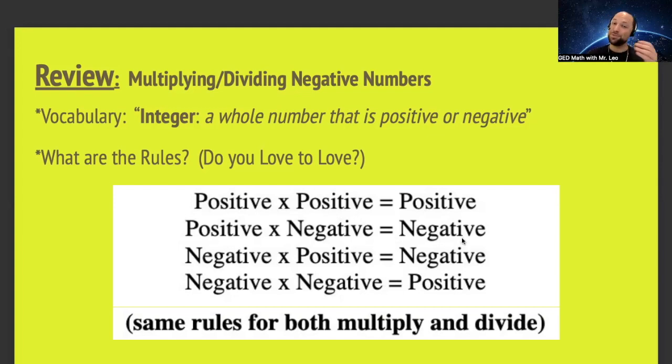We thought of this as if you love to hate, you're a hater. Then we have negative times positive is a negative. That's if you hate to love, you're also a hater. And then the last one is the double negative. If you hate to hate, you're a lover. A negative times a negative is a positive. Remember, this works for division also. Okay, let's practice.